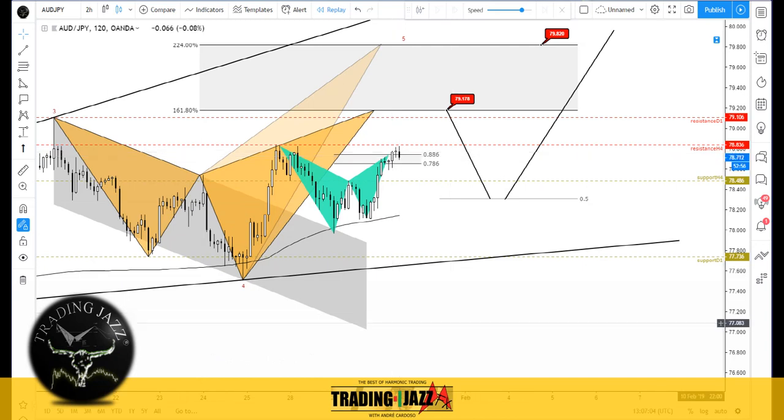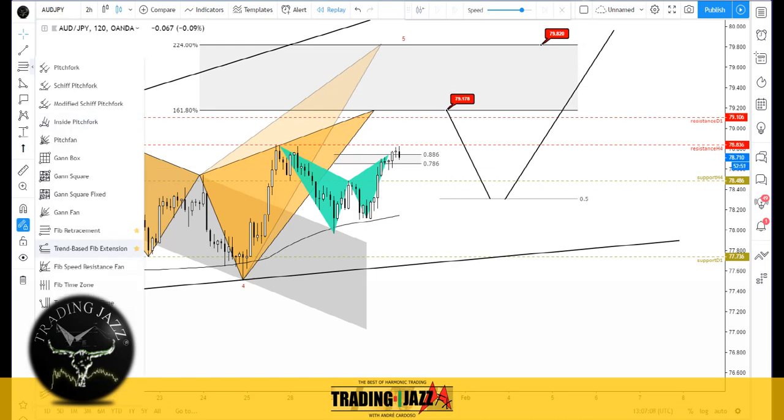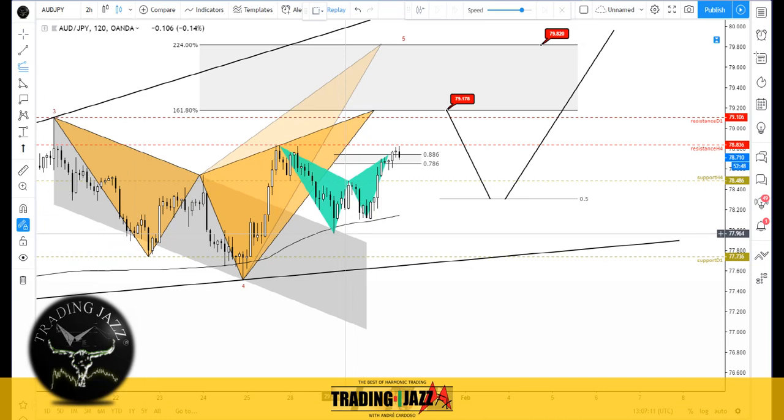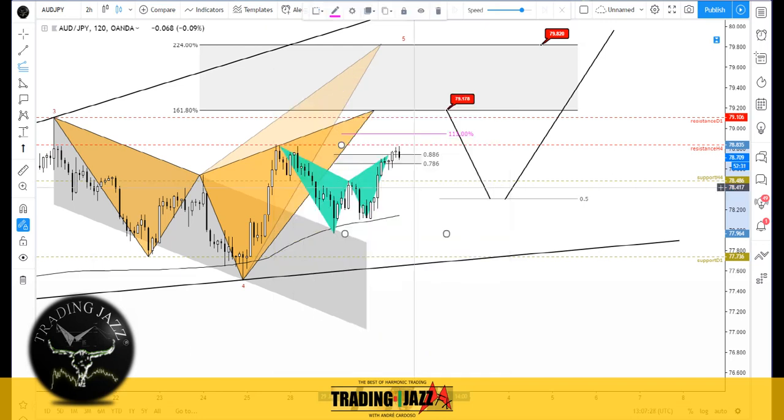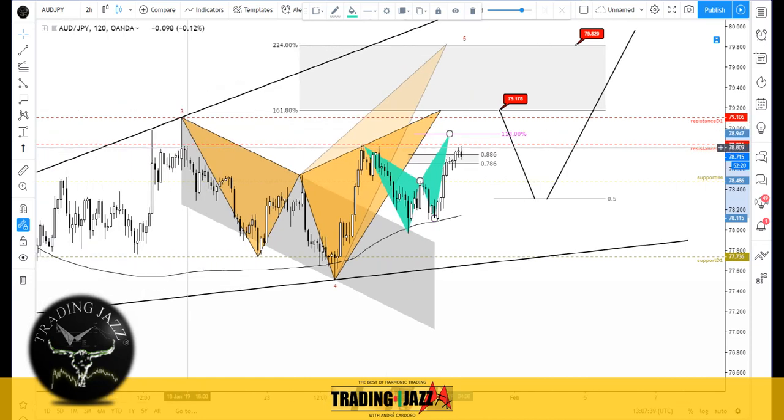So if the BAT pattern fails at 88% retracement, we always have the 113 extension from the most recent support to the previous, the starting point of the pattern at 113 extension. So we have the alt BAT pattern, let's use the pink, we have the 113 extension above all this structure. It will keep respecting those highs. Okay.